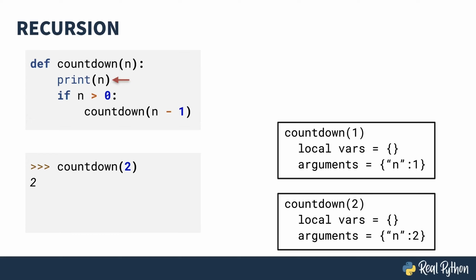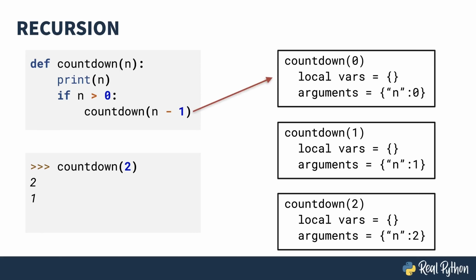The function proceeds the same as before. It doesn't care who the caller is, just the local state, and n gets printed. It's still bigger than 0, and so countdown n minus 1 is called. Once again, a new stack frame is created, and again print is run, outputting 0. This time, though, n is not greater than 0, so countdown doesn't get called again. This is the end condition for the recursion.